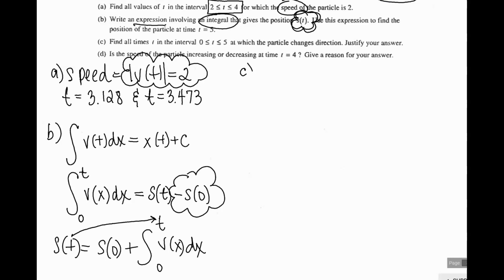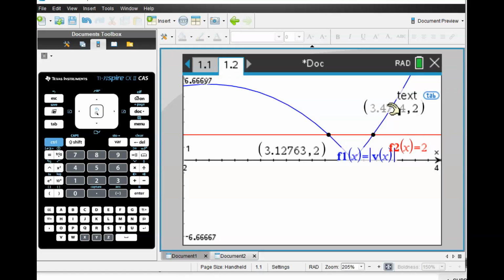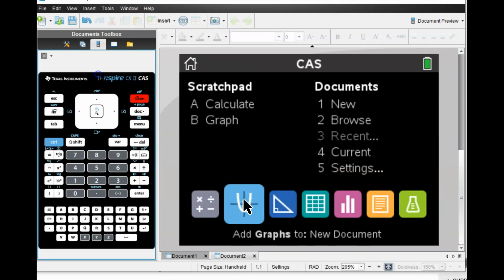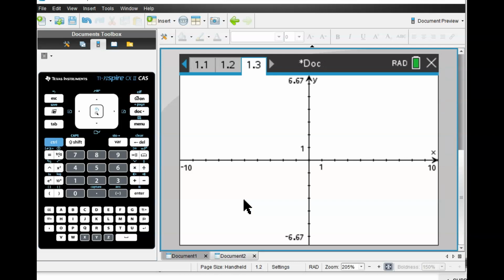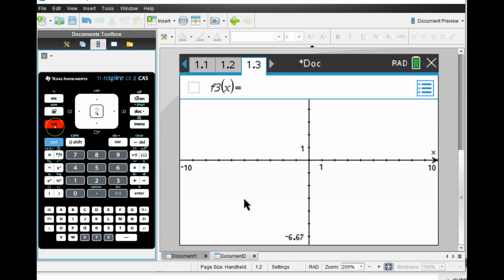All right, part C. Find all times t in the interval from 0 to 5 at which the particle changes direction. So now they're changing the interval on us, so make sure we change our window. A particle changes direction when its velocity changes sign. So we need to go back and just graph. I'm actually going to go into a different page and graph just velocity, not speed.